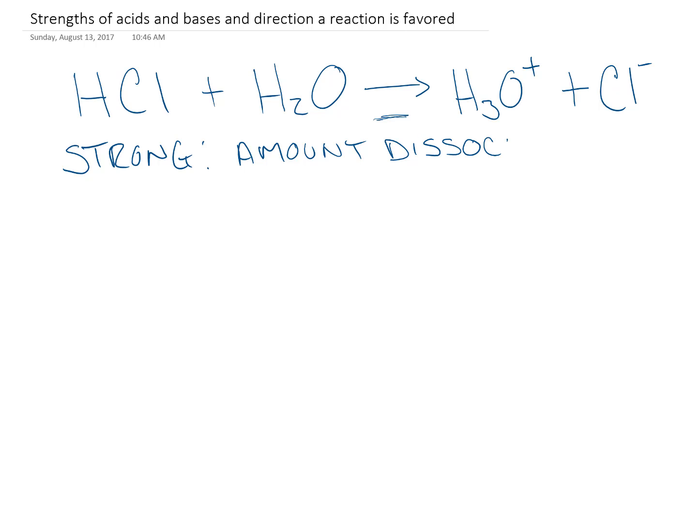strength is relative to pH. So if pH is lower, we have a higher concentration of acid. So the amount it dissociates in water, and if it's strong, the amount it dissociates is high.